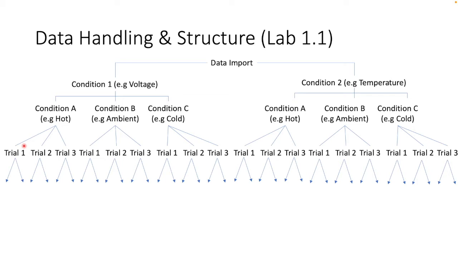But as shown for the data set that I was provided as a representative set, the experimentalist has, by design, opted to standardize 3 trials for each of these subconditions for the main condition, which can be either voltage or temperature. And each trial contains your commercial and homemade equipment.